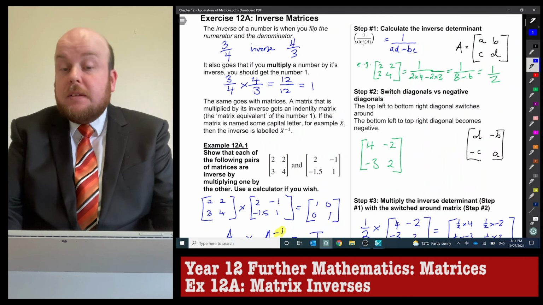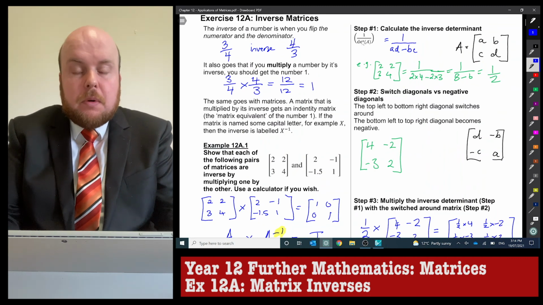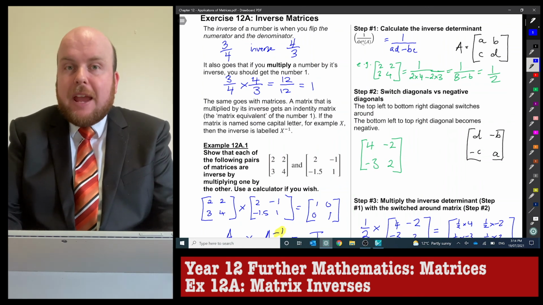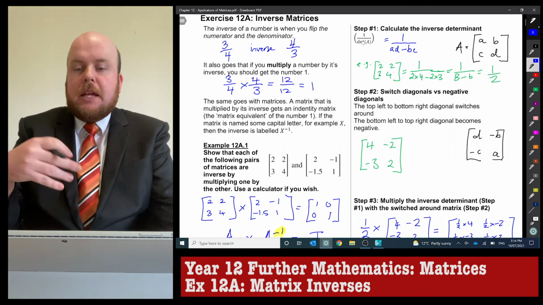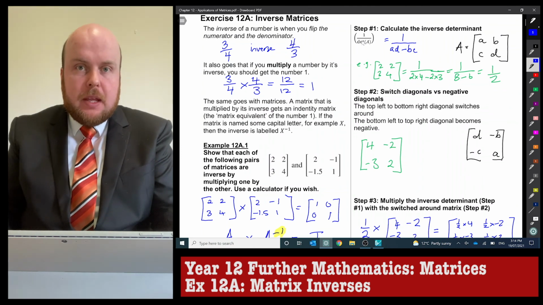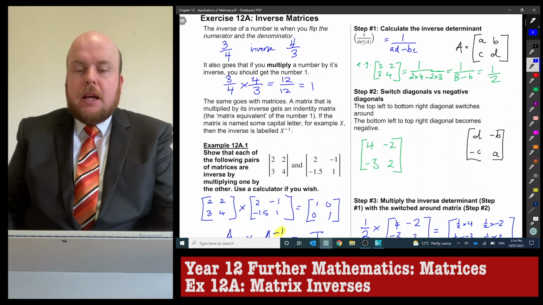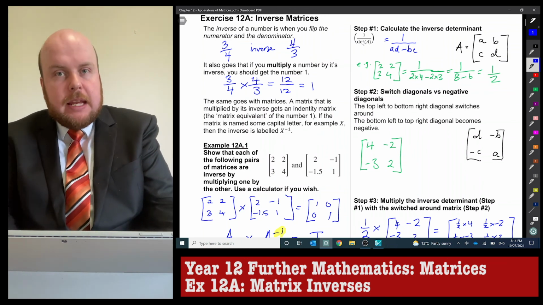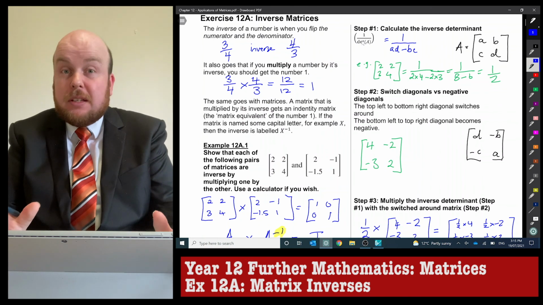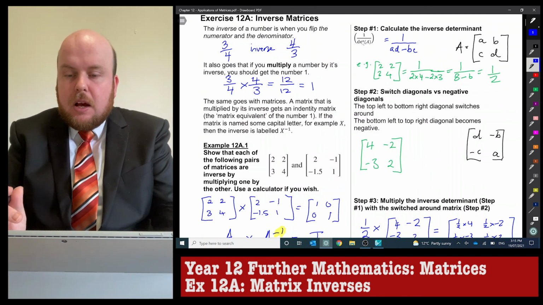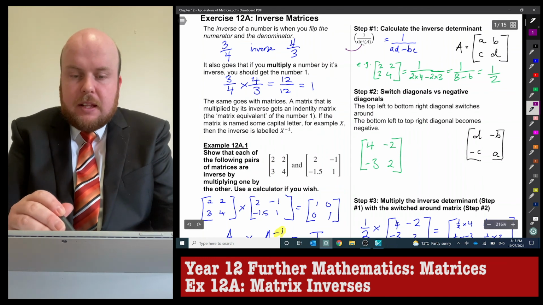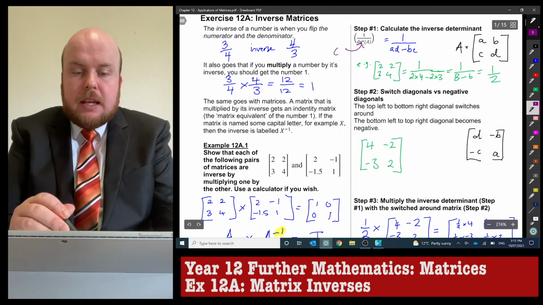Now, I will say this, you are not required to be able to work out the inverse for any square matrix that is greater than 2 by 2 for the purpose of Year 12 Further Maths. And also you should know that you cannot do an inverse of any matrix that's not a square matrix. Also, if your determinant, so if this little fella, that thing at the bottom, is equal to 0, then there's no inverse.